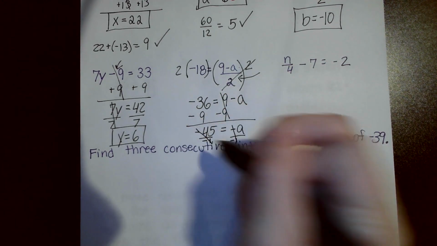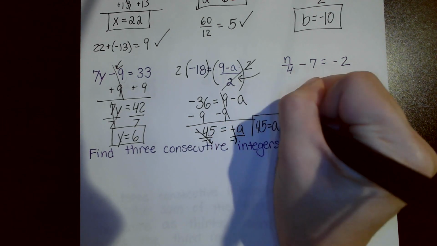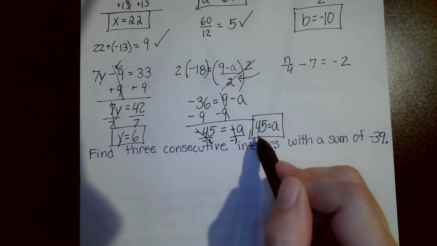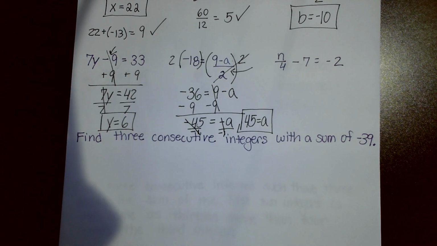That cancels out on this side too. So our answer is 45 equals a. If you put -45, it would be wrong. So be careful about that.